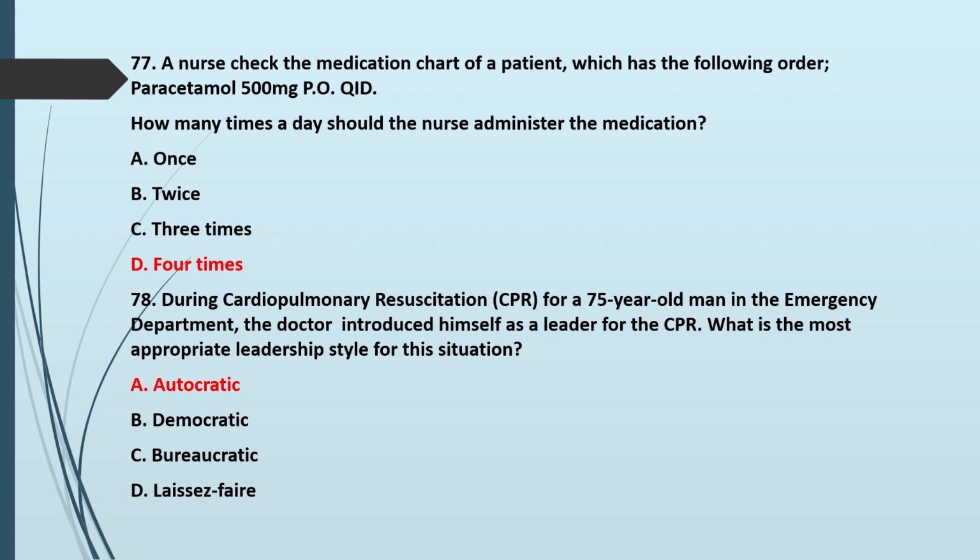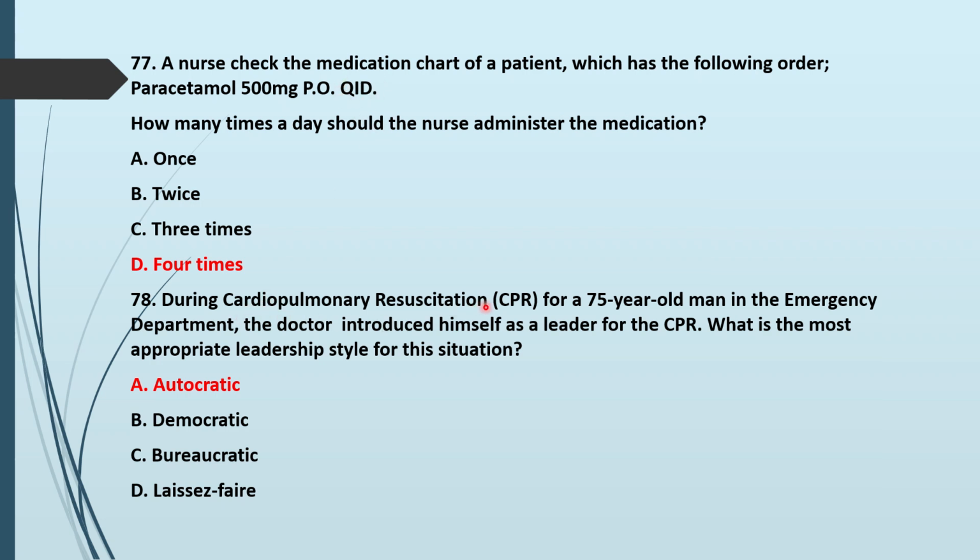Okay. A nurse checks the medication chart of a patient which has the following order: paracetamol 500 mg PO QID. So what is the meaning of QID? That is 4 times a day. 4 times a day. That is called QID. That is every 6 hours, right? We have 24 hours in a day, so every 6 hourly.